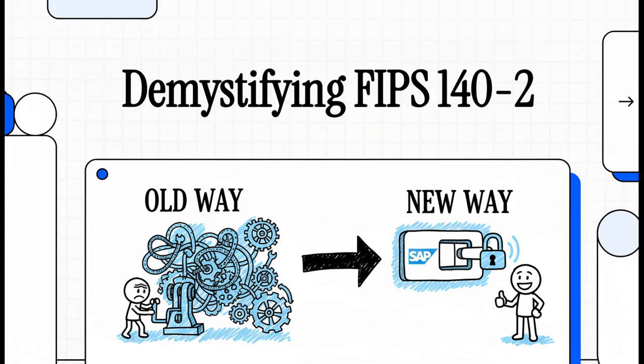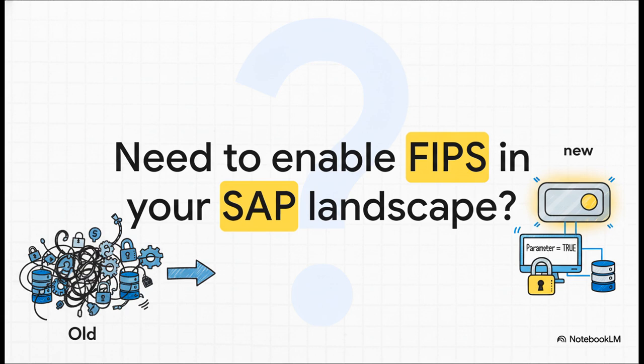If you've ever had to deal with security compliance in your SAP landscape, you know that some tasks can be, well, a real headache. Today, we're going to break down one of the big ones, enabling FIPS 140-2. And I promise you, by the end of this, you'll see how what used to be a huge pain is now almost as easy as flipping a switch. So let's just get right into it.